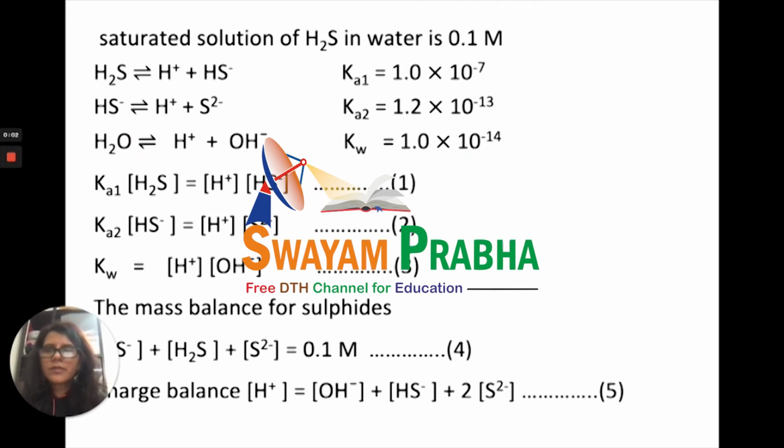Now just see, you have a saturated solution of H2S in water. This saturated solution of H2S in water is 0.1 molar. Now how do we apply the mathematical and the exact treatment to the polyprotic acid? The same way as monoprotic acid, you write down the equilibria and the expressions corresponding to the equilibria. Then you write down the mass balance equation and the charge balance equation. Let's see how we do it.